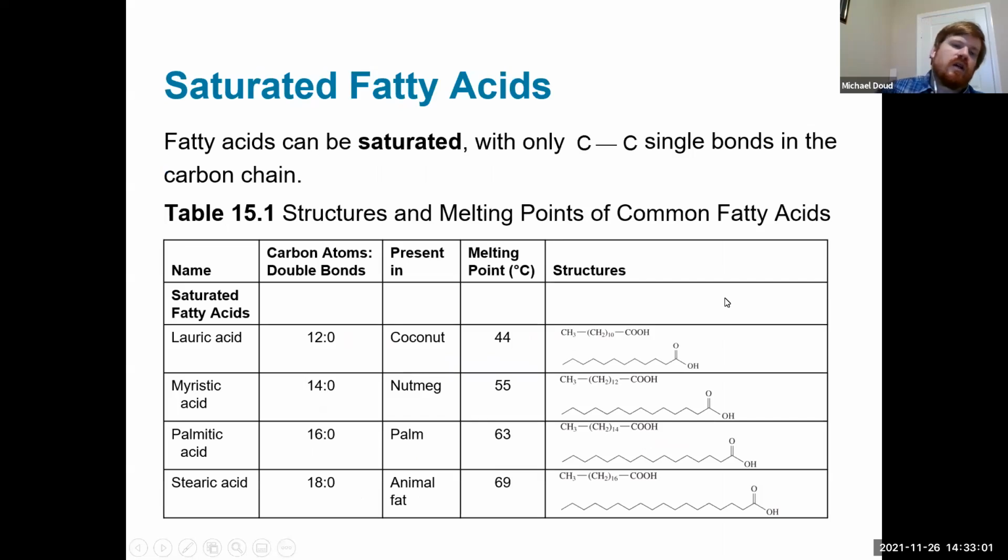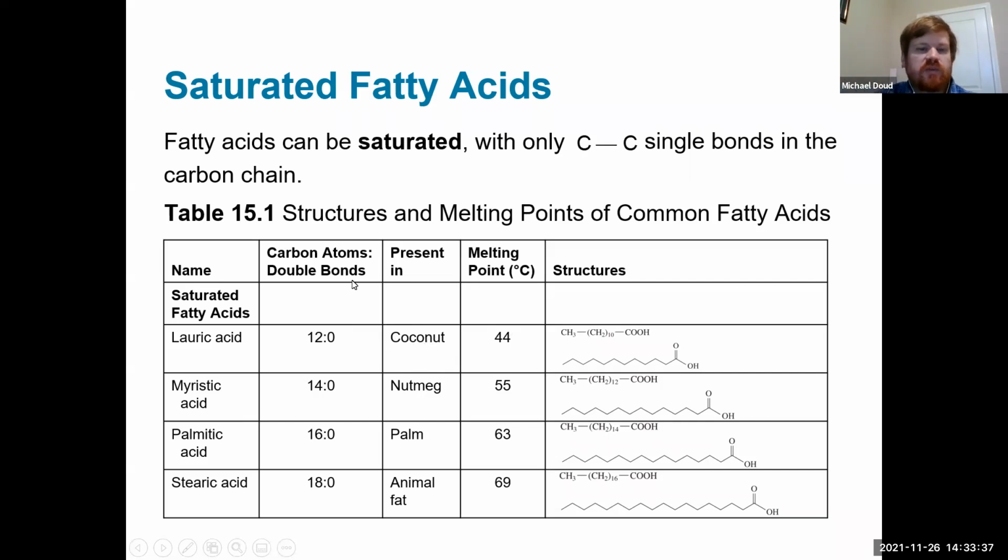Okay, so for saturated fatty acids, this is how we classify them here. So lauric acid, that's the one that we just looked at. One of the important ratios we're going to see for fatty acids is that there's always a ratio given of carbon atoms to double bonds. Lauric acid has no double bonds, so it has a ratio of 12 to 0 for carbon atoms to double bonds. Lauric acid has a melting point of 44, and it is present in coconut oil. That's the reason that coconut oil is a solid at room temperature, because it contains a lot of lauric acid.